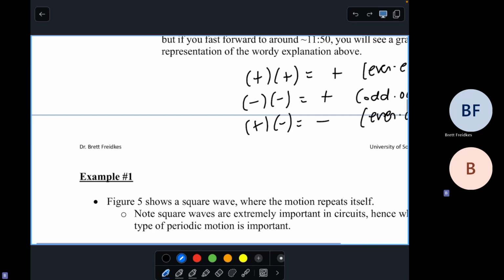If you are integrating from negative a to a, integrating an odd function would be 0. That's correct, Gael. Yes.